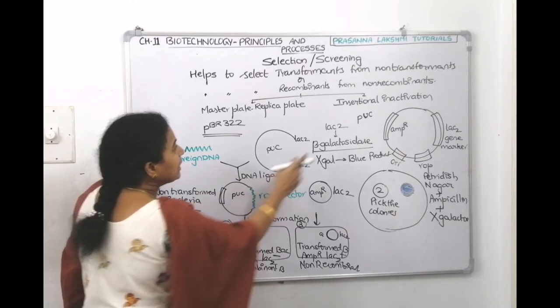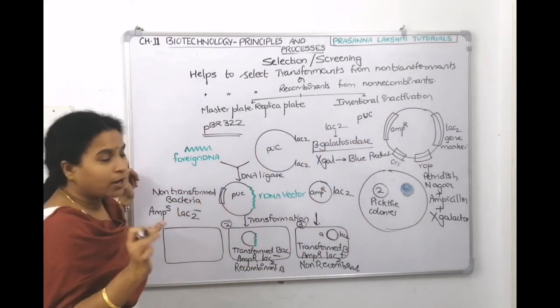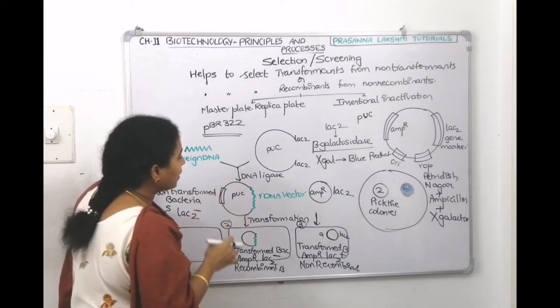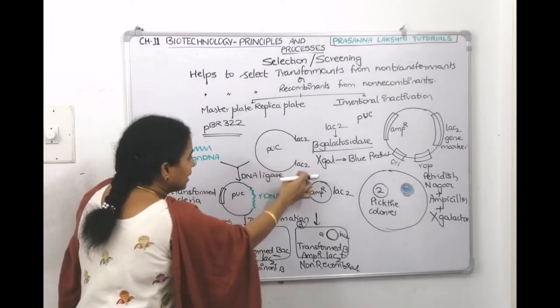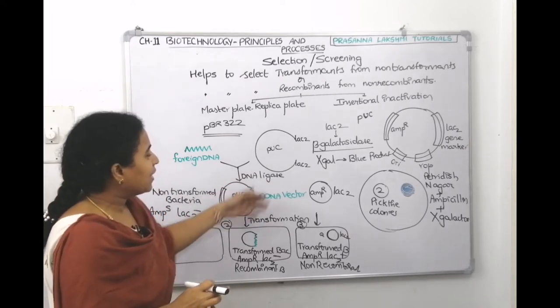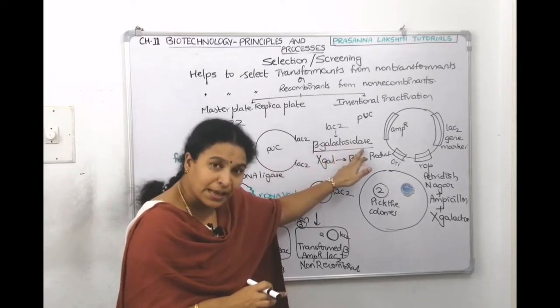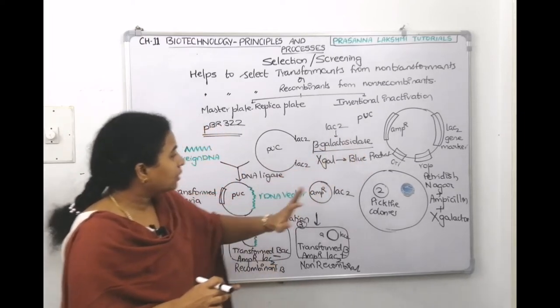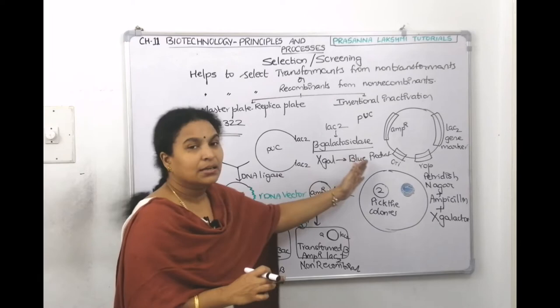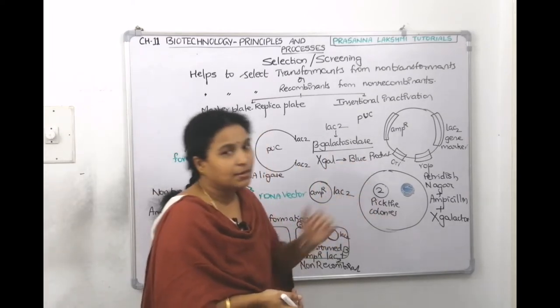Inserting the foreign DNA has inactivated the lacZ gene. Where did you insert the foreign DNA? We inserted the foreign DNA at the lacZ gene, which inactivated this gene. When this gene gets inactivated, it cannot produce the enzyme. When the enzyme is not made, X-gal is not converted to a colored product. When the colored product is not there, they will give you white colored colonies.